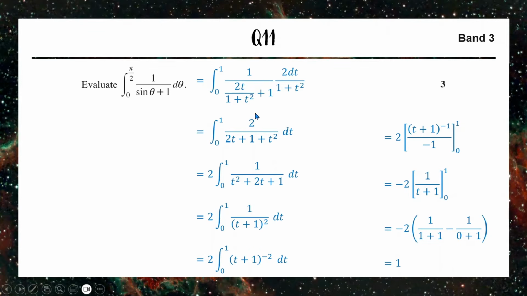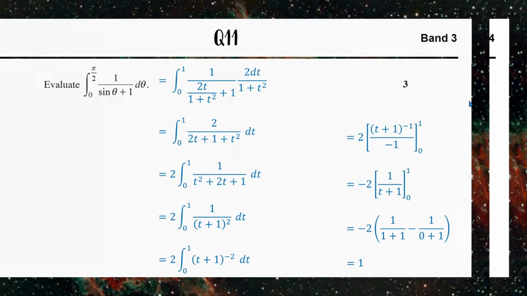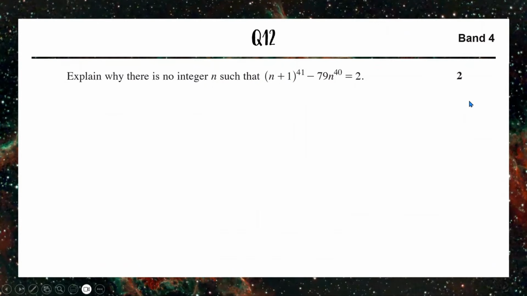So if you did a t-sub and you got to an answer of 1, congratulations on your 3% of the 2024 exam. Okay, stepping up now to question 12. I chose this one, which is a cool proof question involving integers. We have: explain why there is no integer n such that bloody bloody blah bloody bloody blah is equal to 2, for 2 marks.